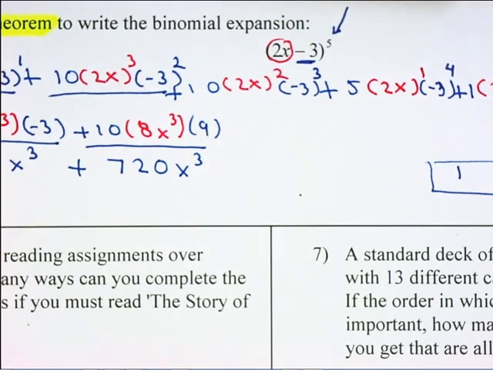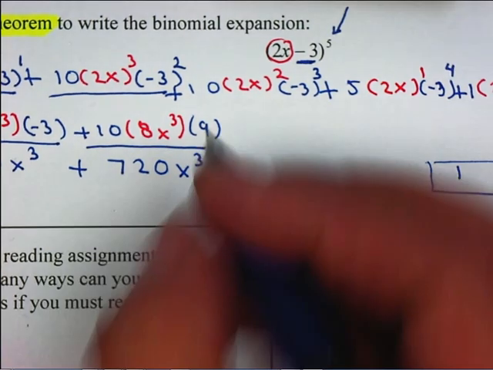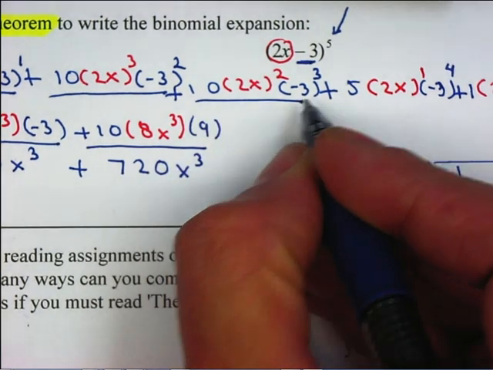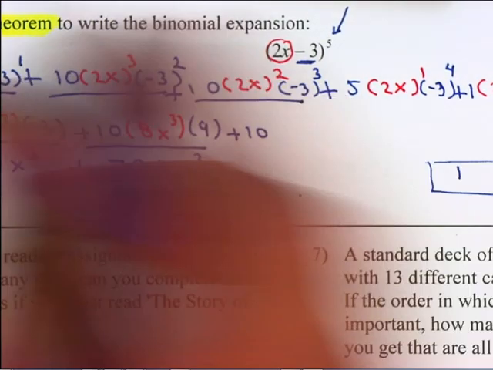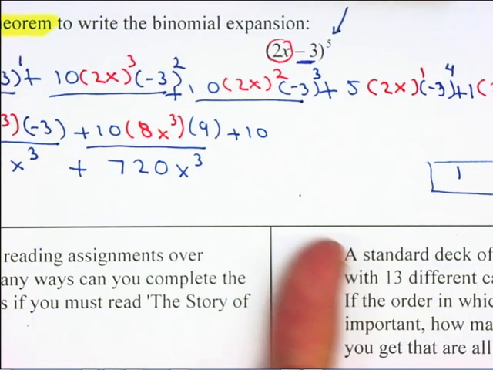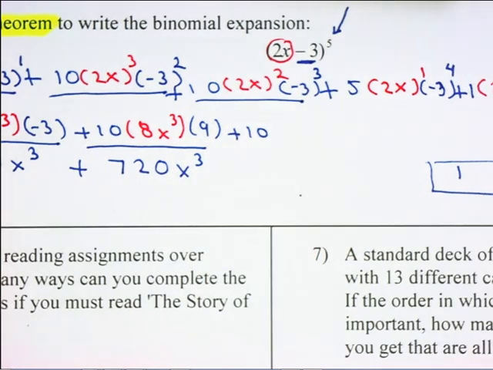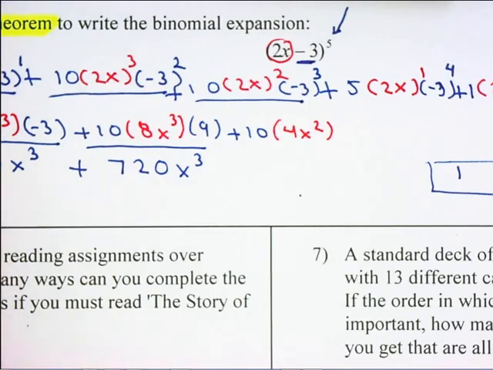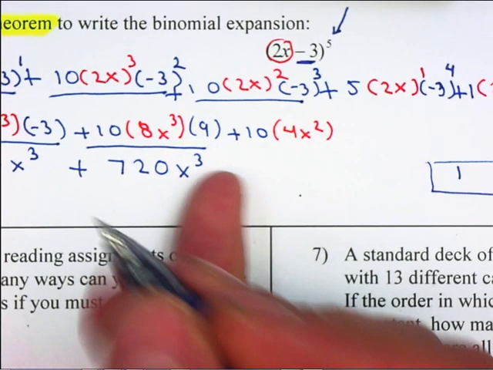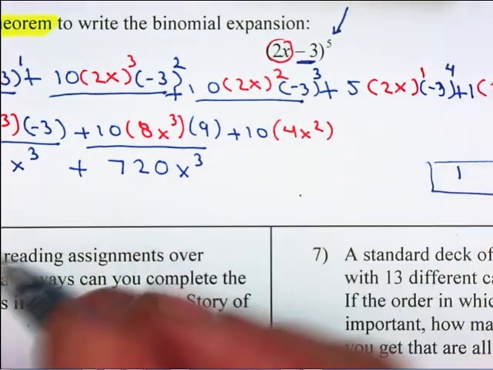Now let's continue to the next terms. I'll simplify this out. That's a 10, so positive 10. 2x to the 2nd power will be 2x times 2x, which will be 4x to the 2nd. And negative 3 to the 3rd power will be negative 3 times negative 3, which is 9, times negative 3, which will be negative 27.